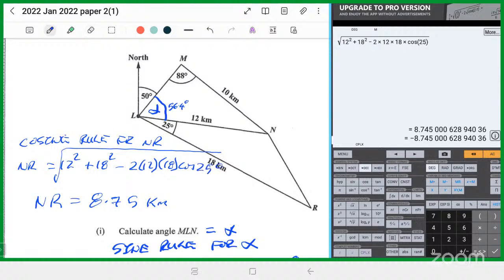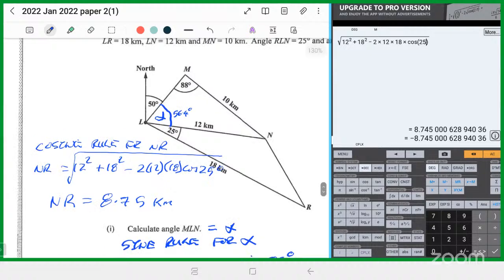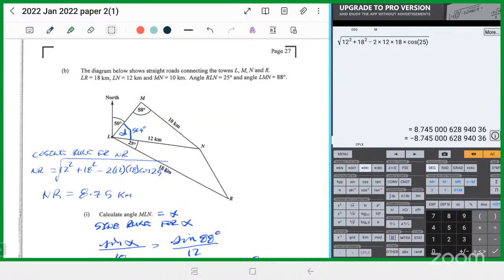That is it. So we can copy this down on that page and show how we get the NR.